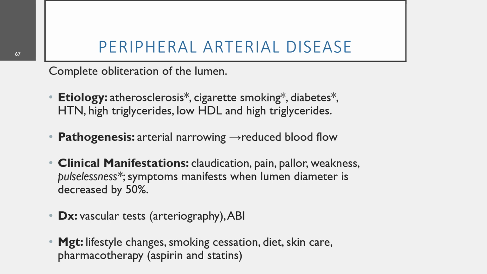Arterial occlusive diseases. Etiology includes atherosclerosis, cigarette smoking, diabetes, hypertension, and dyslipidemia. Pathogenesis is plaque buildup that narrows arteries, reducing blood flow. Clinical manifestations include claudication, pain, pallor, weakness, and pulselessness. Symptoms appear when the lumen diameter is reduced by 50% or more. Diagnosis is done through vascular tests such as arteriography and ankle brachial index.